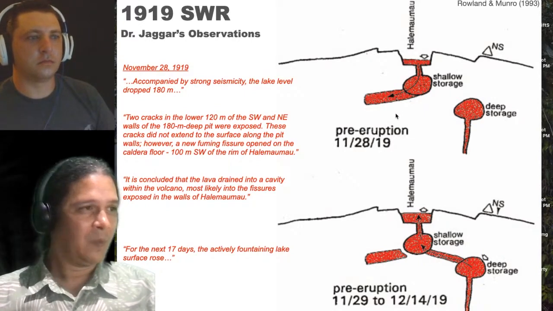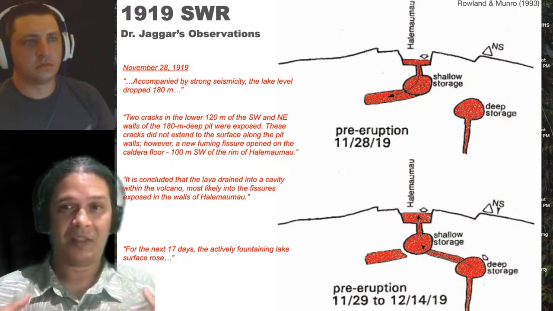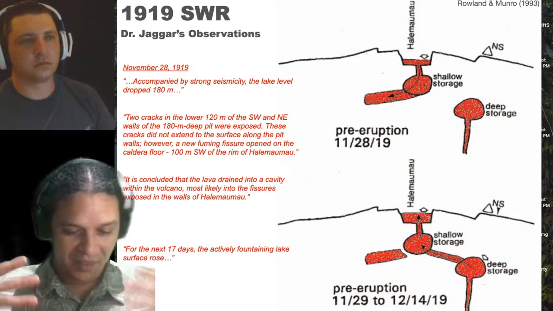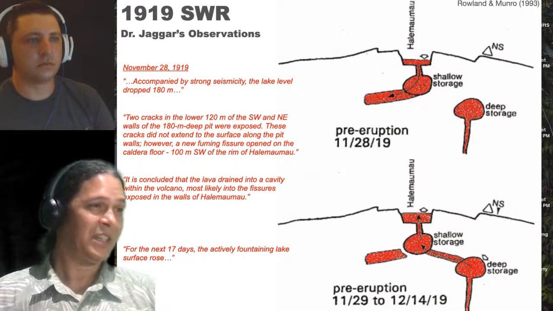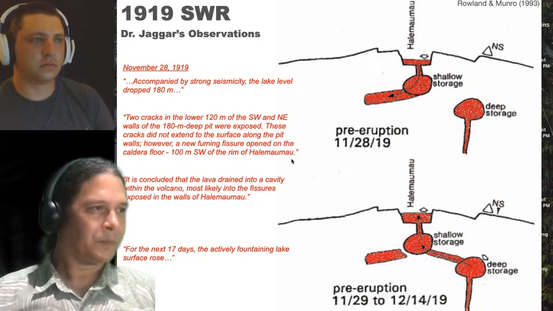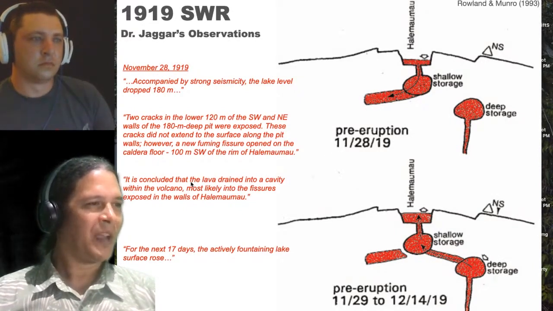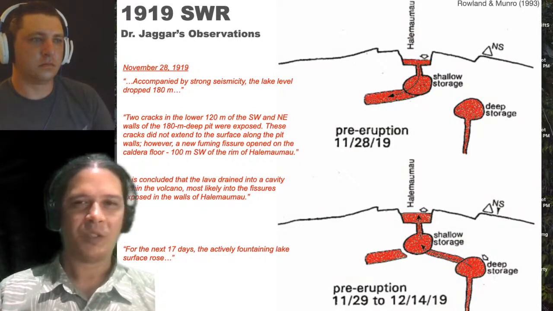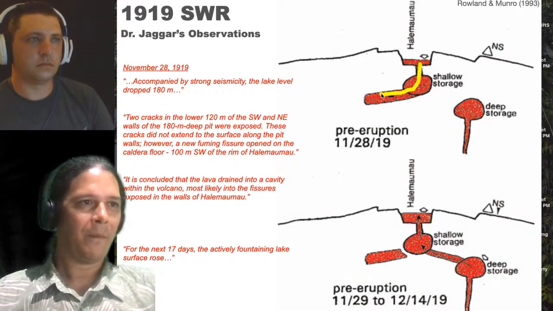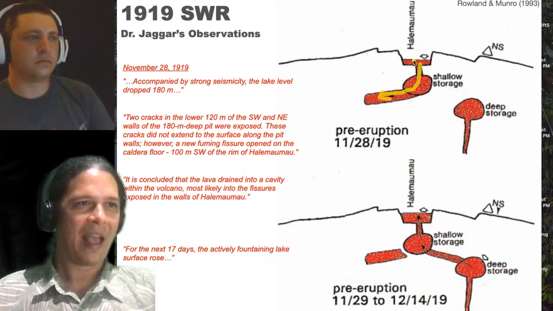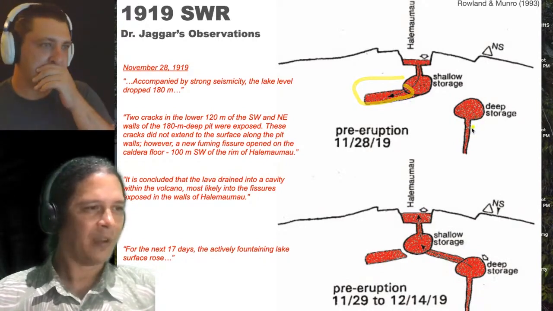So, to pause on the side here, right? They noted when the lava drained down to this lowest level, they saw those cracks in the pit down there. And they thought, oh, that's probably where the lava went, at the crack that I can see right there, right? It is concluded that lava drained into a cavity within the volcano, most likely into the fissures exposed in the walls of Hawaii. So that's what this image right here is showing. Lava lake draining into that crack, somewhere near the shallow storage area, right?